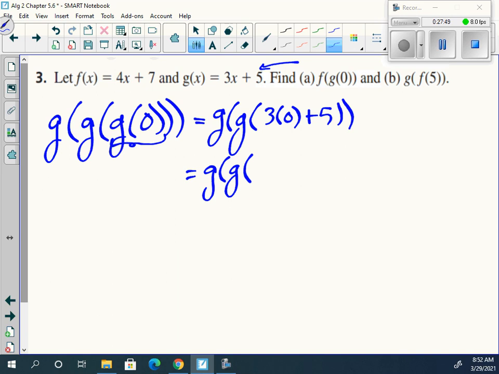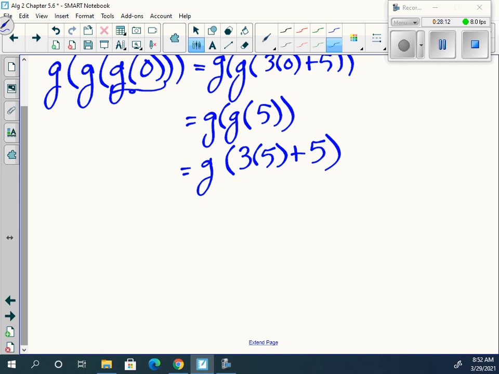Well, 3 times 0 is 0, plus 5 just gives us 5, yes? Now we're going to do it again. So this time we're going to take g of 3 times 5 plus 5, yes? Well, 3 times 5 is?